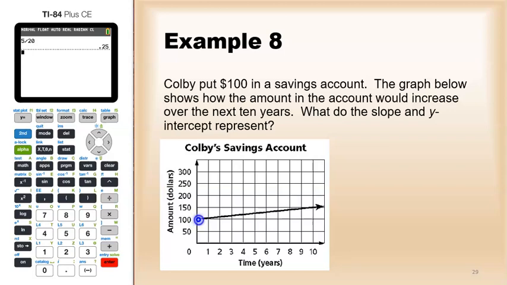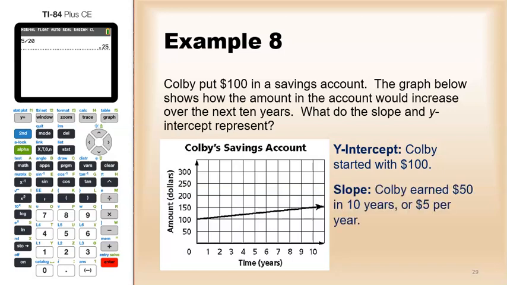For slope, it looks like if you go up 50 and then to the right 10, you would have the slope. So up 50 over 10, that would be a slope of $50 for 10 years. So the y-intercept is that Colby started with $100. The slope is that Colby earned $50 in 10 years, or basically he earned $5 a year.